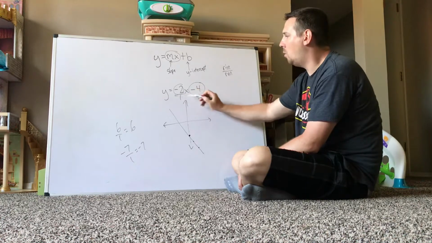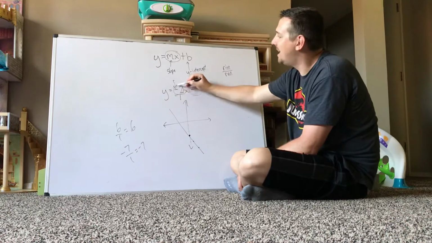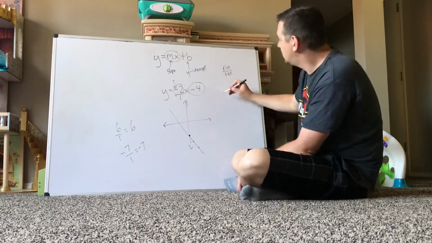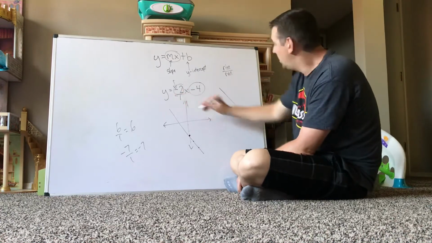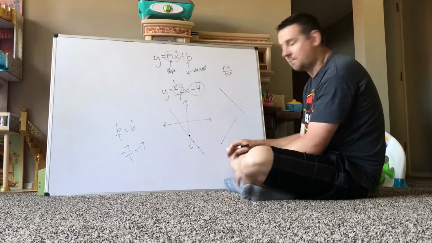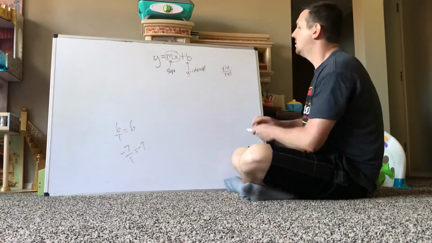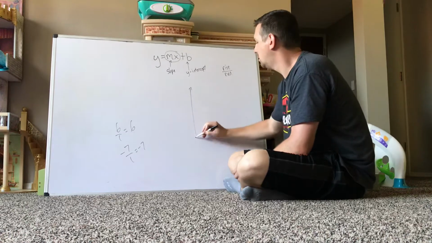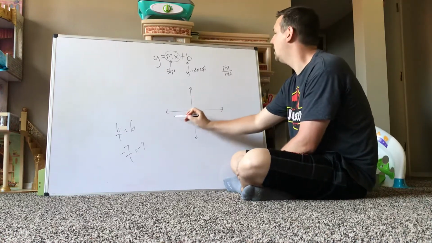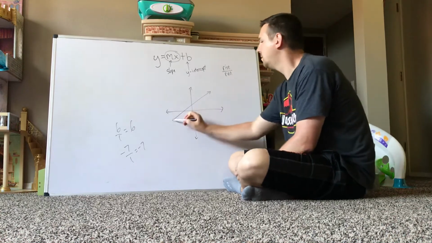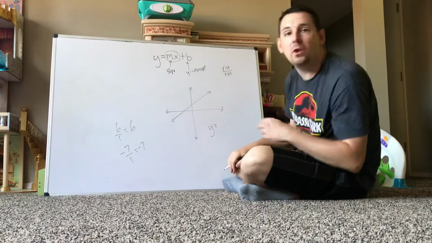Down 2 over 1. And there's your line. Now, if it has a negative slope, you will see the line go down. If it's a positive slope, you'll see the line go up. Okay? So if I just drew, let's say, this line, and I said, what could be a possible equation for this line?